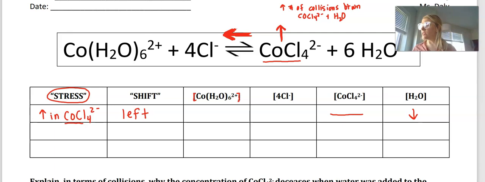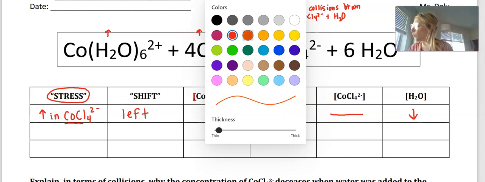Well, okay, let's talk about the concentration of both COCl4 2- or Co(H2O)6 2+ and Cl- then. If we've increased the rate of our reverse reaction, that means that we should be producing more of each of these. So we have an increased concentration of this and an increased concentration of this.